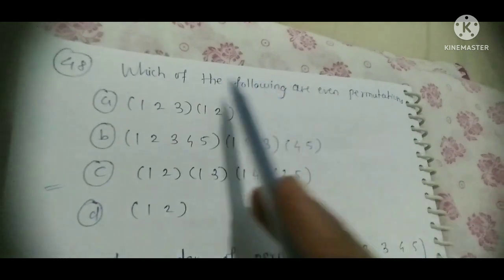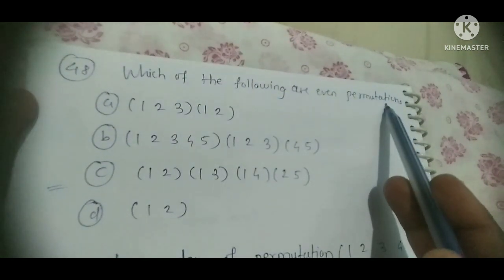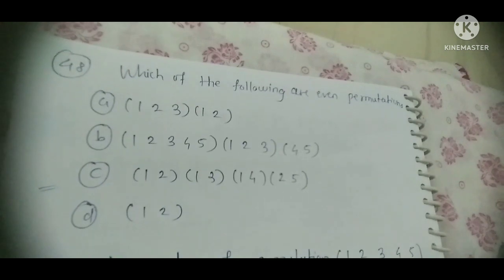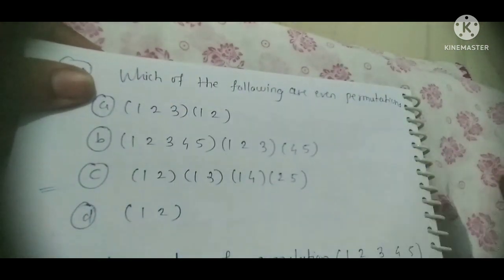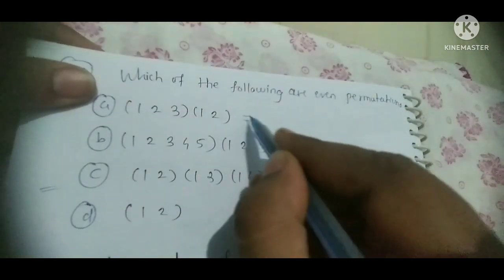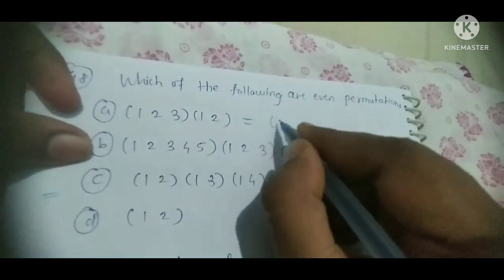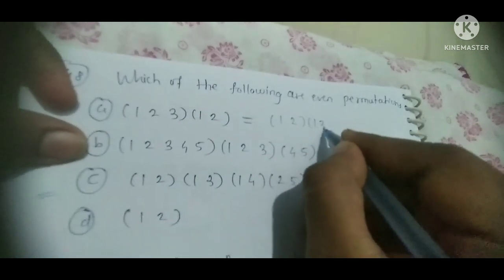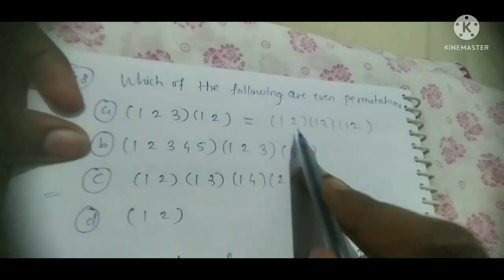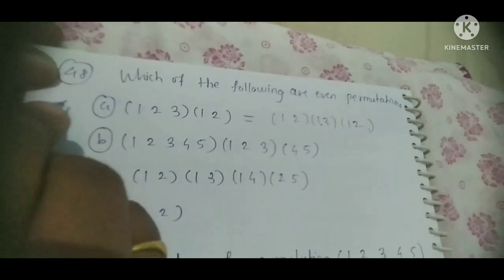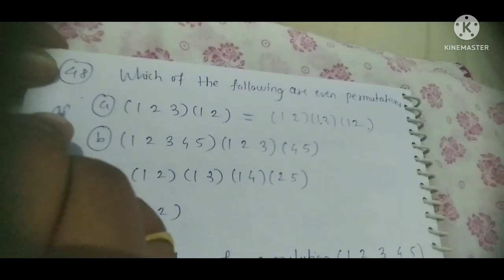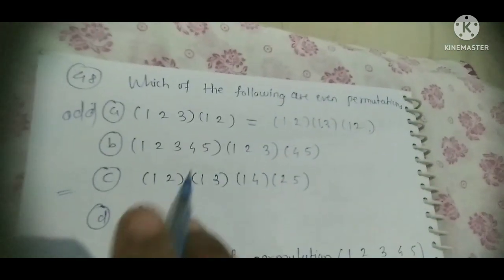Next MCQ: which of the following are even permutations? How can we find an even or odd permutation? Write it as a product of transpositions. You can write 1 2 3 as 1 2, 1 3 and 1 2, a product of 3 transpositions. So this is an odd permutation. Option A is an odd permutation.